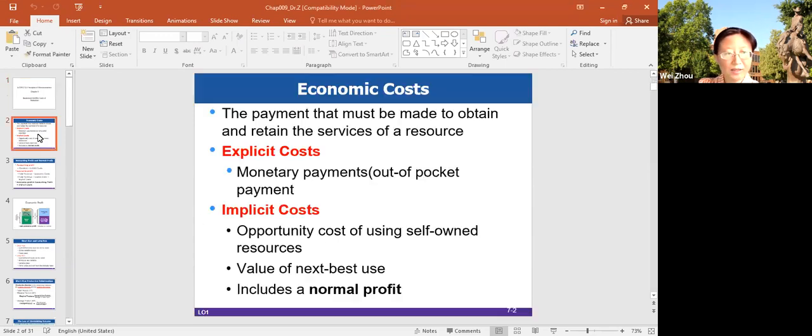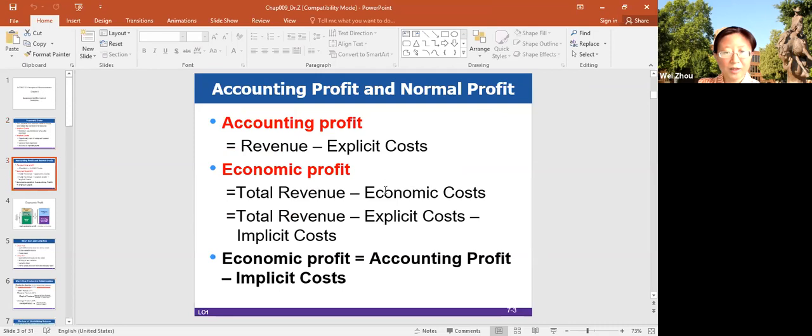So we talk about, based on whether you are going to pay out of your pocket, we have explicit cost and implicit cost. And based on whether we are going to calculate all cost or only explicit cost: only explicit cost will be accounting profit. All costs involved in the production will be economic profit.